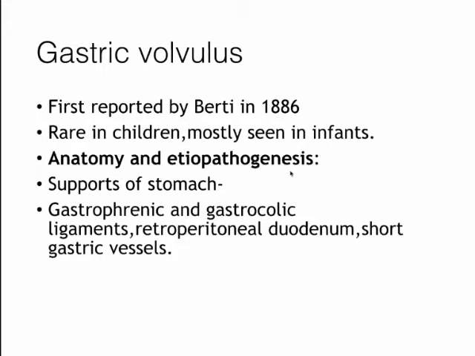Coming to the anatomy and etiopathogenesis of gastric volvulus, the stomach is a well-protected structure. It has various supports to preserve its position in the abdomen. The various supports of the stomach are the gastrophrenic ligament, the gastrocolic ligament, the retroperitoneal fixation of the duodenum, and also the short gastric vessels, which plaster the stomach towards the posterior abdominal wall. So it is unlikely that a volvulus can happen. Volvulus will only happen when one of these structures gets damaged or if there is any pathology in these attachments.